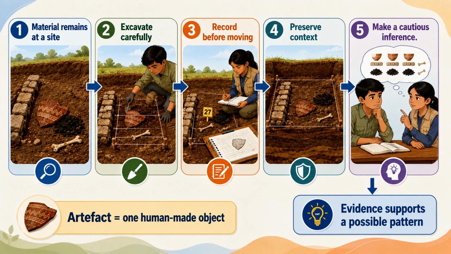Start at the site on the left, where several material remains are visible together, and the pottery is only one artifact within the larger place. The investigation then moves through careful excavation, recording before movement, and preservation of context. Only after those steps does the pathway reach a cautious inference. Archaeology works by protecting and connecting evidence before making a claim about the past.